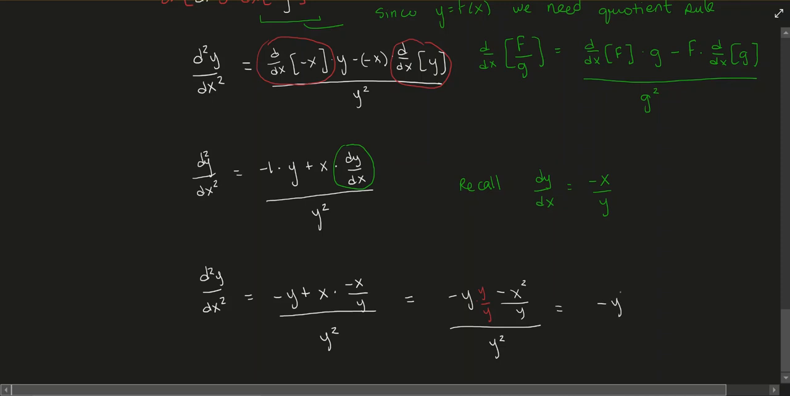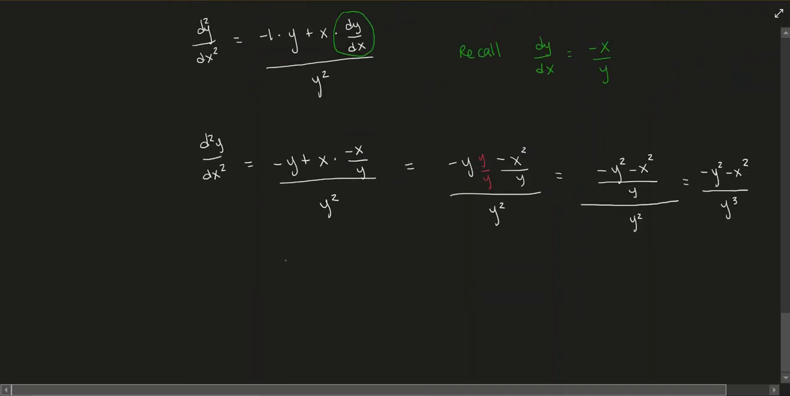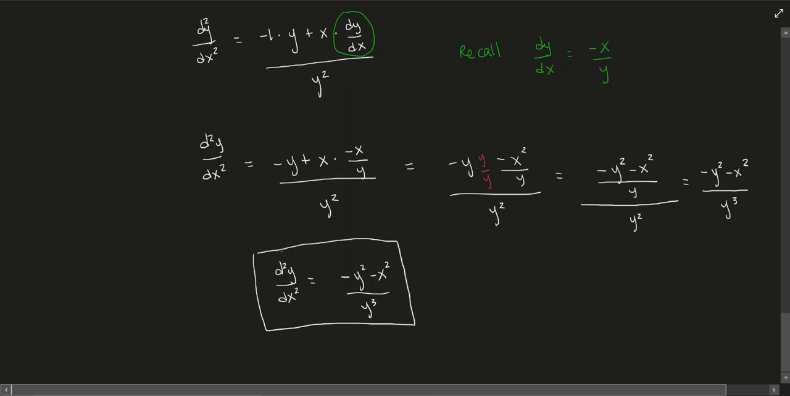We'll have negative y squared minus x squared over y, but then that whole numerator is over the denominator y squared. And we can just combine our two denominators so that it becomes negative y squared minus x squared all over y cubed. And that'll be our final answer. So the second derivative of y with respect to x worked out to be negative y squared minus x squared all divided by y cubed. And this would be our final answer.